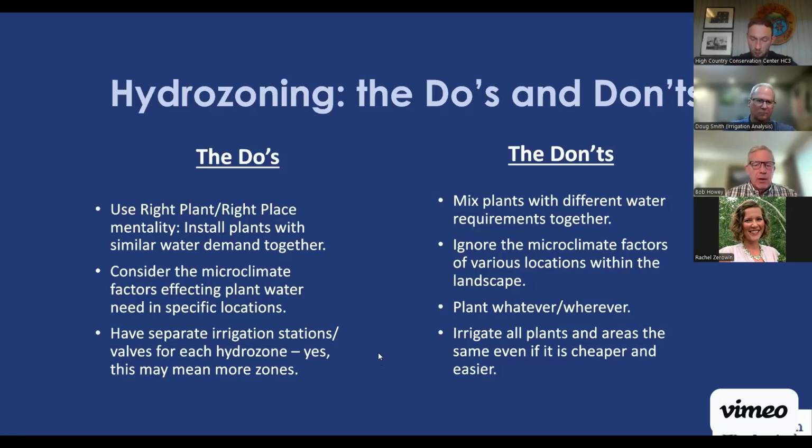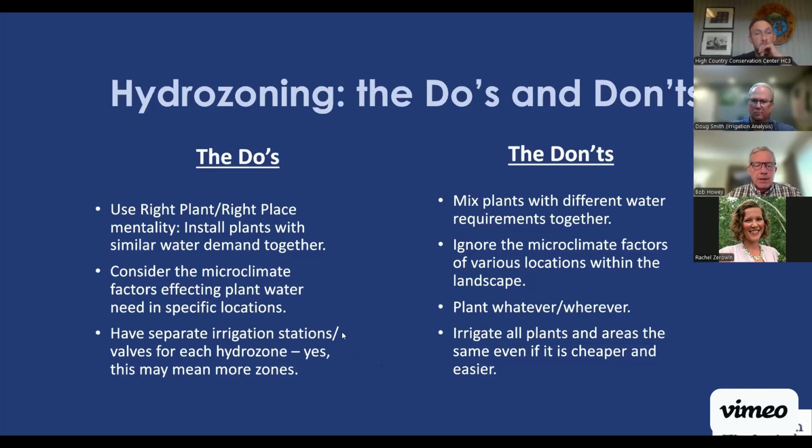You don't have to have high water use turf or flower beds or whatever. You may want them, of course, and they may be really what is appropriate, but in a certain spot. Look at trying to use mostly or all lower water use plant material. So do separate irrigation stations and valves for each hydrozone. And yes, that may mean you have to have more zones.